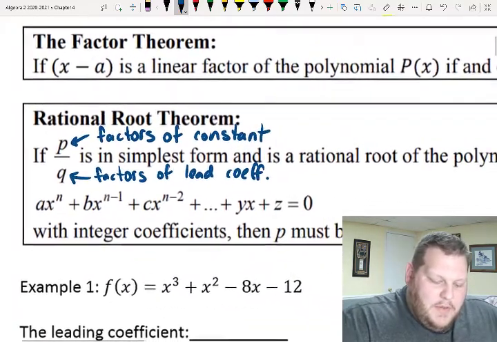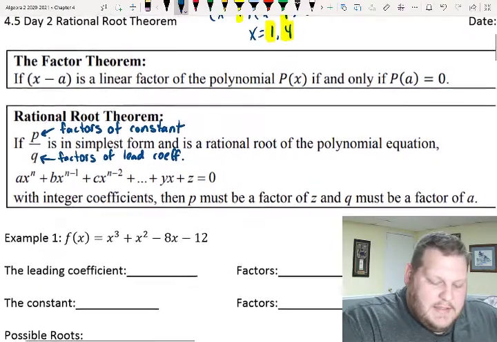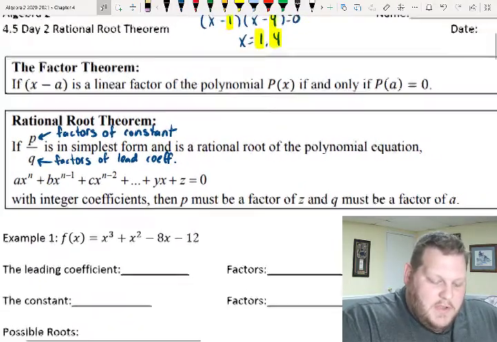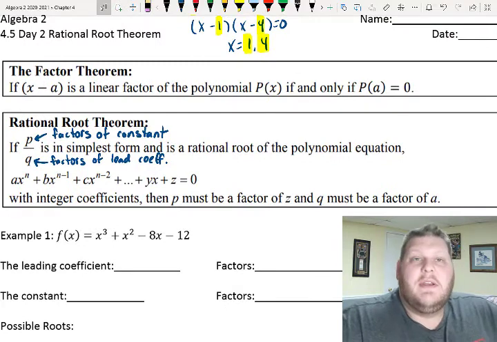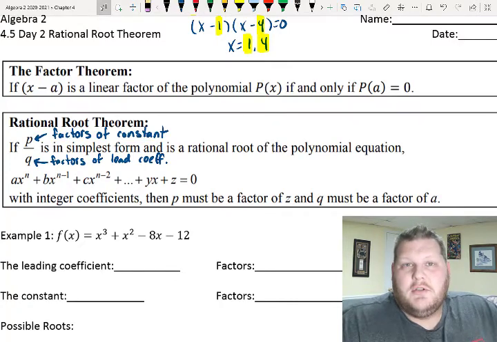So if you identify what those things are, if you know what the lead coefficient is, if you know what the constant is, if you take the factors of those, all of the possibilities that we have are just those two things. So we start with a list of numbers for my lead coefficient factors, my constant factors. I can put them in that relationship of p over q in order to get my list of all the possibilities that we have for rational roots.